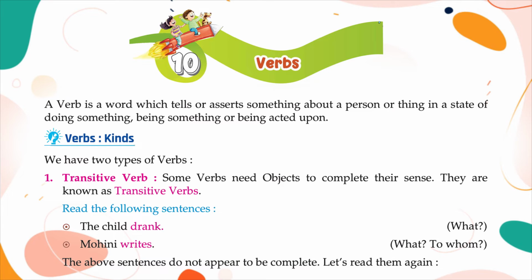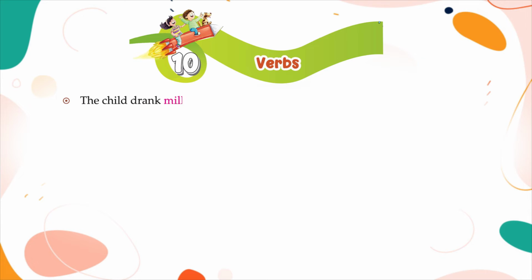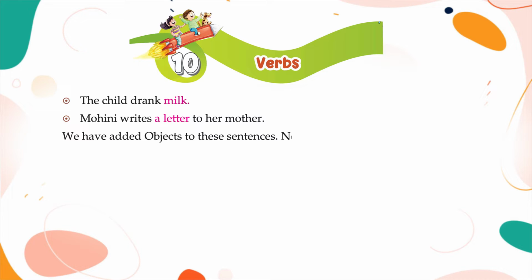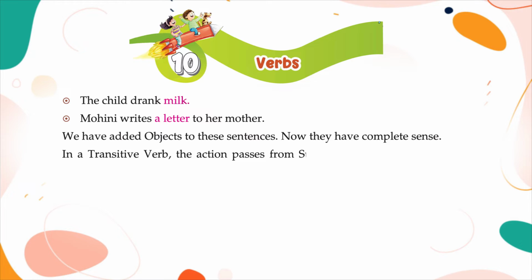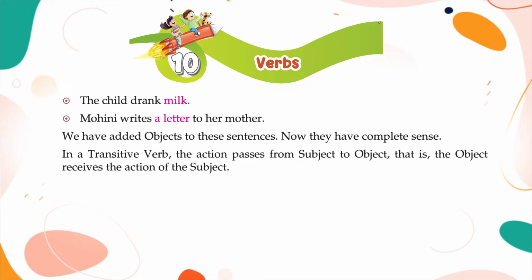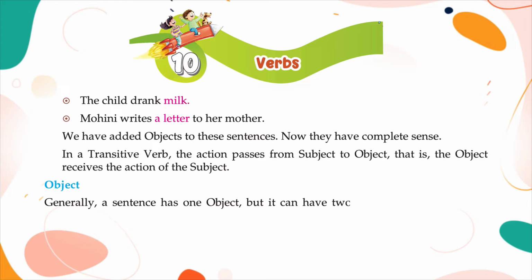Let's read them again. The child drank milk. Mohini writes a letter to her mother. We have added objects to these sentences. Now they have complete sense. In a transitive verb, the action passes from subject to object, that is, the object receives the action of the subject. Object. Generally, a sentence has one object, but it can have two or more objects too.